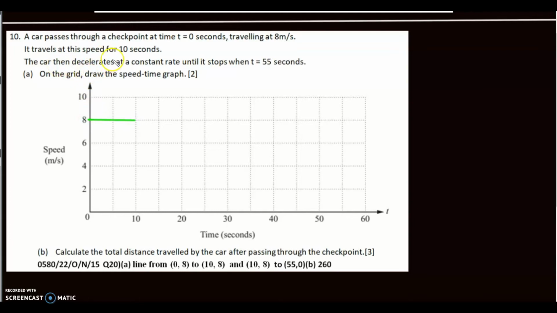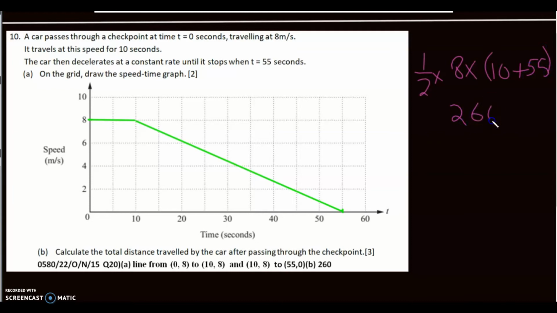The car then decelerates at a constant rate until it stops at 55. So here's 55 and we show a constant deceleration. So this is the speed time graph. Calculate the total distance traveled by the car after passing through the checkpoint. So that's just going to be area under the graph, which is a trapezium. So half times height times sum of parallel sides, 10 plus 55. This should give 260, which is the answer.